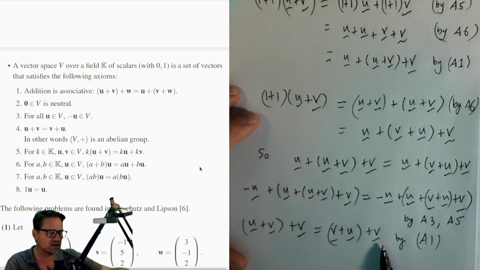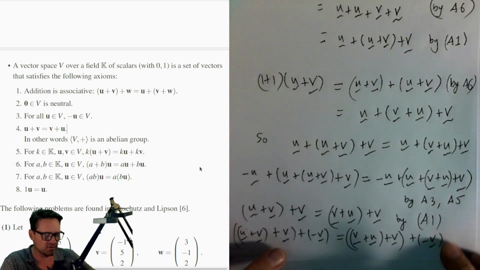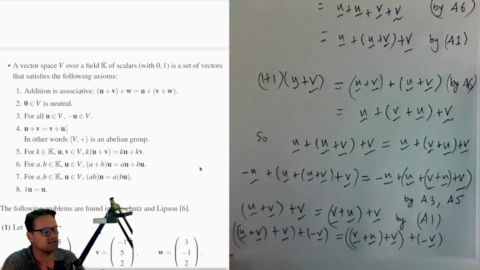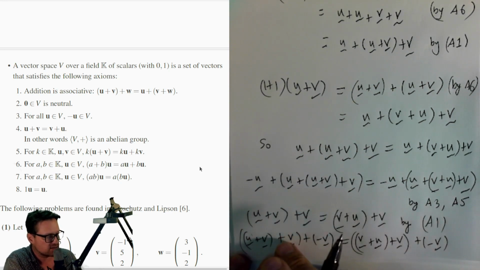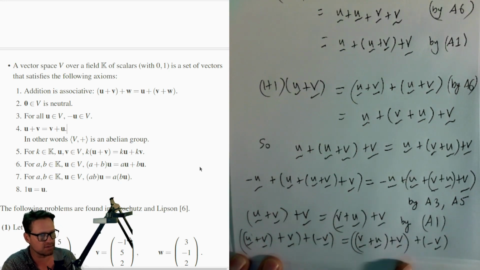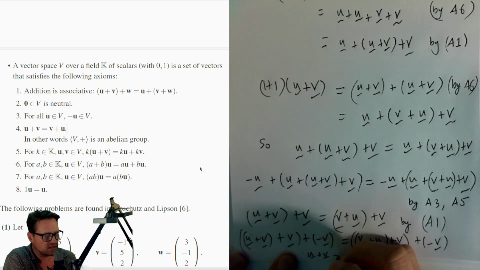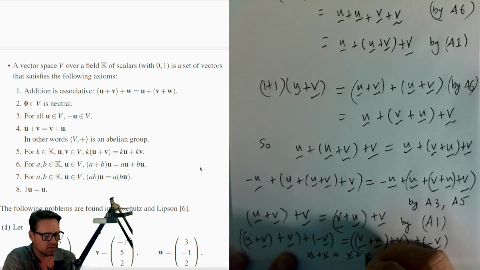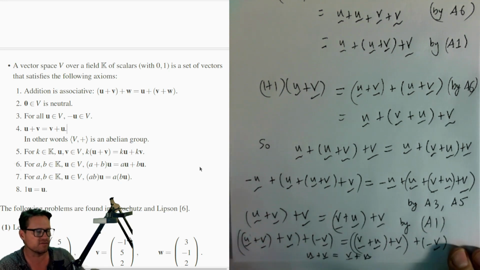Now we can do the same thing with the v here on the right hand side, adding minus v to both sides. And so when we do that, we use the same axioms to say that that's okay. And so finally what we get is vanishing of this v on the right, and so we end up with u plus v is v plus u. And so this follows from several of the other axioms of a vector space.